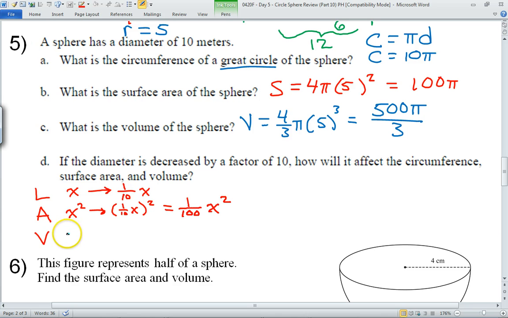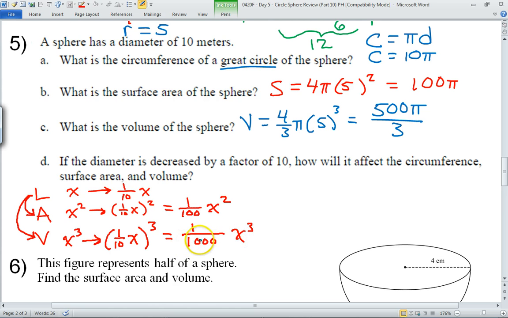Let's see what happens with the volume. Well, the volume starts off as x to the third power. But to find the new volume, I need to take my new length. See how it all comes back to the length. The length gives us the area, and the length gives us the volume. But we always start from the length, which in this case is 1/10 x. But to find the new volume, we have to cube that. 10 to the third power is 1,000. So the new volume will be 1/1000th of the original volume. In other words, the new volume is decreased by a factor of 1,000.